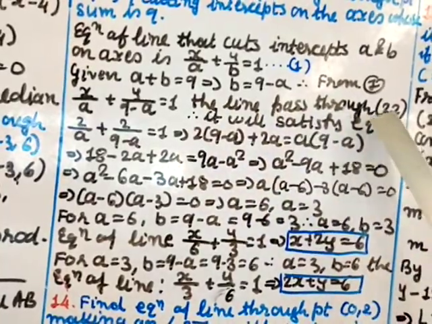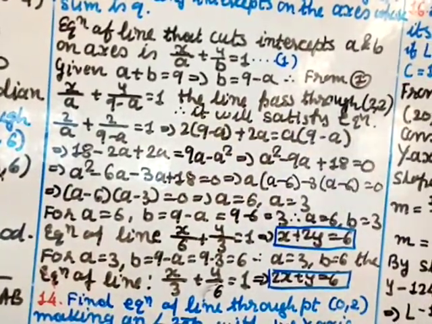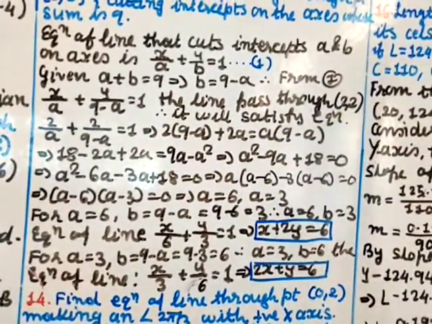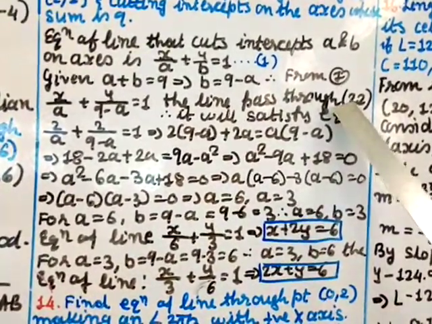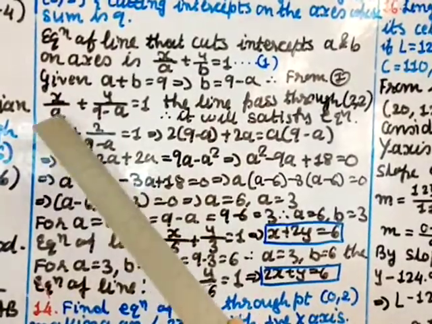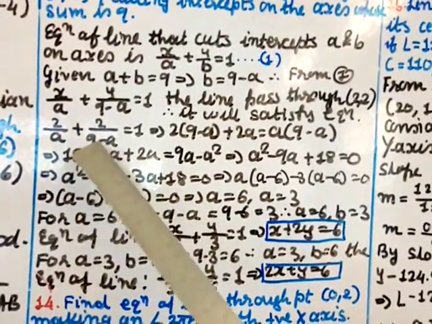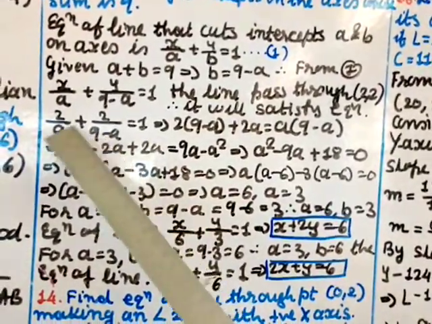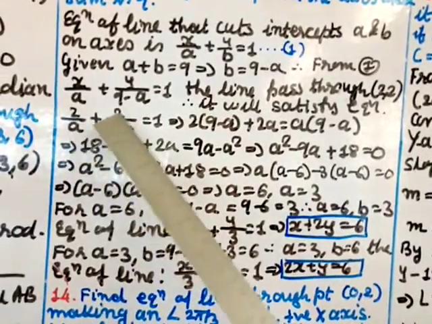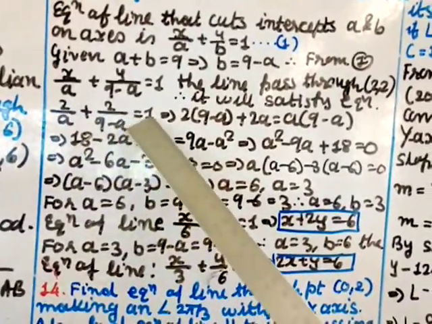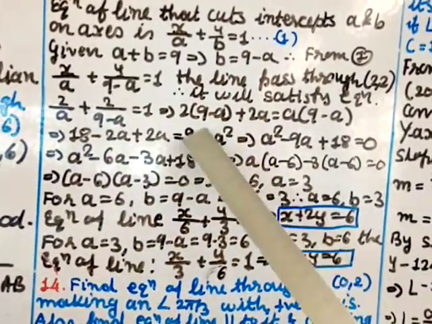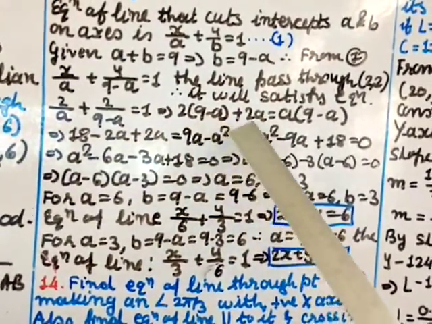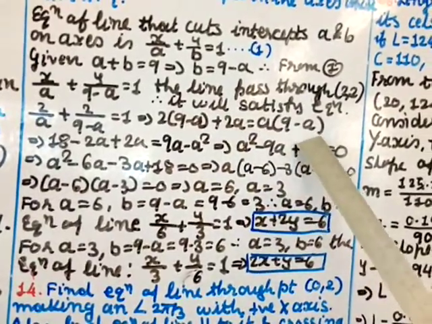The line passes through (2, 2), therefore it will satisfy the equation. Given that (2, 2) is on the line, that means it will satisfy the given equation. So instead of x you put 2 and y also you put 2. So here 2 by A plus 2 by 9 minus A equal to 1. Take LCM, so 2 into 9 minus A plus 2 into A, and that denominator transfer over here. So it will be A into 9 minus A multiplied with 1. So you get 2 into 9 minus A plus 2A equal to A into 9 minus A.